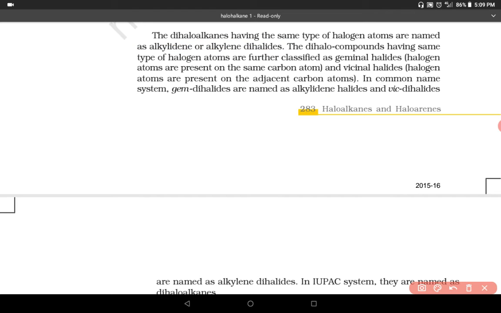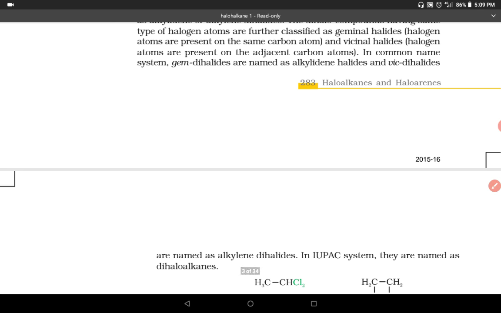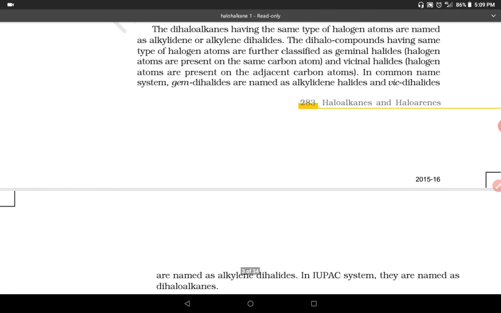The dihalo compounds having the same type of halogen atoms are further classified as geminal halide, halogen atoms present on the same carbon atom, and vicinal halide, halogen atoms present on adjacent carbon atoms. In common name, gem dihalides are named as alkylidine halides and vicinal dihalides are named as alkylene dihalides. Actually I don't understand that. I will show with an example.